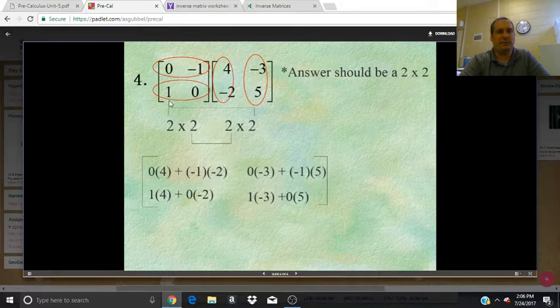And then the last one, you take 1 times -3 is -3. 0 times 5 is 0. So all you end up getting for that one is -3. And so that's how you get your 2 by 2 answer for your matrix. That's it.